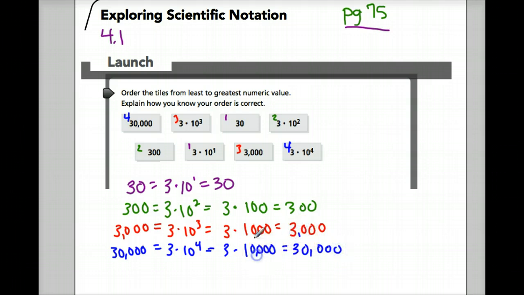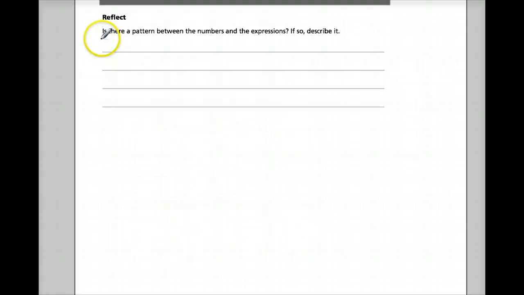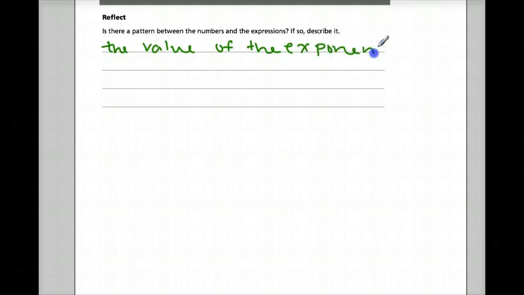And I forgot to add all these commas in. So now let's go down to the reflect question. Is there a pattern between the numbers and the expressions? If so, describe it. And there is a pattern. That pattern is the value of the exponent matches the number of zeros.